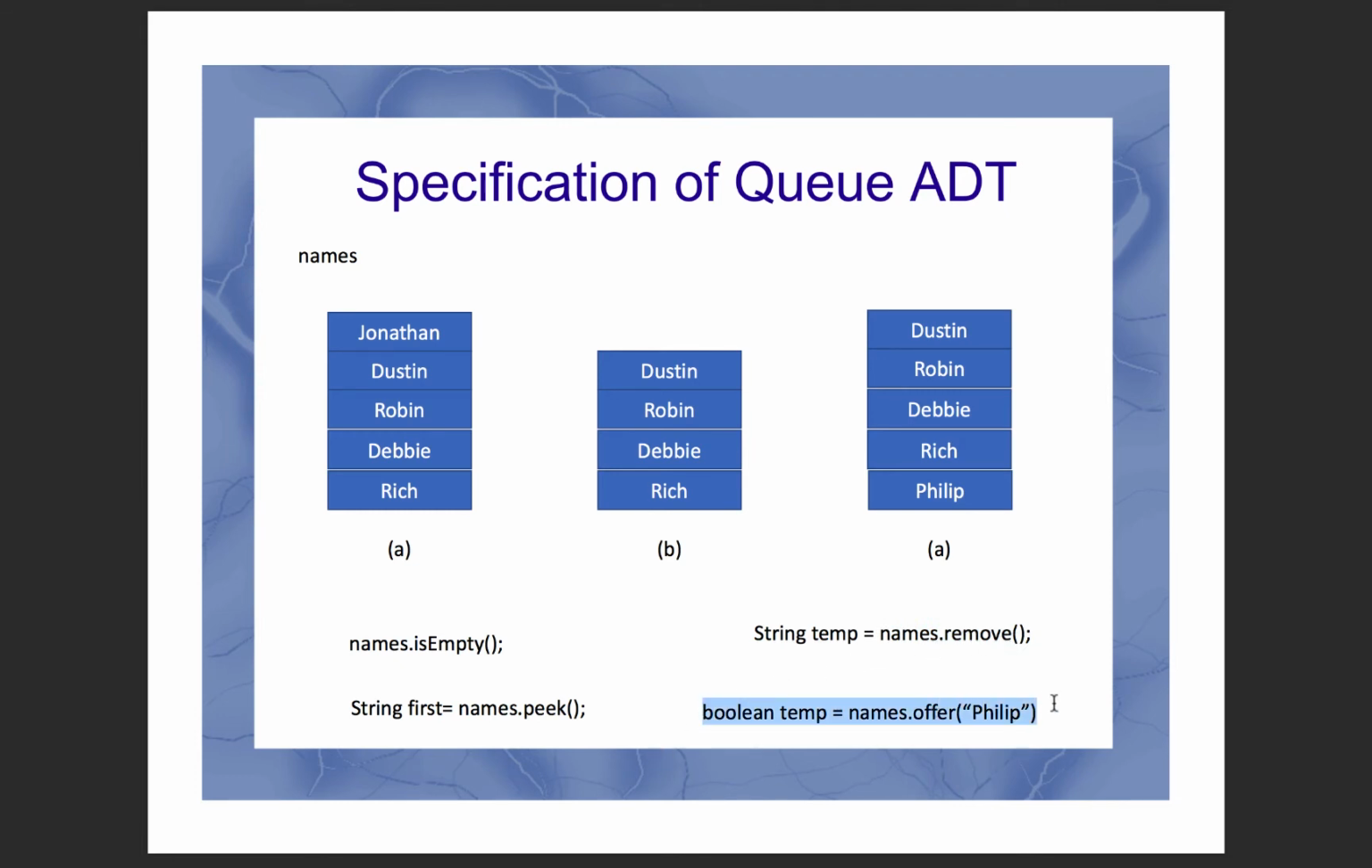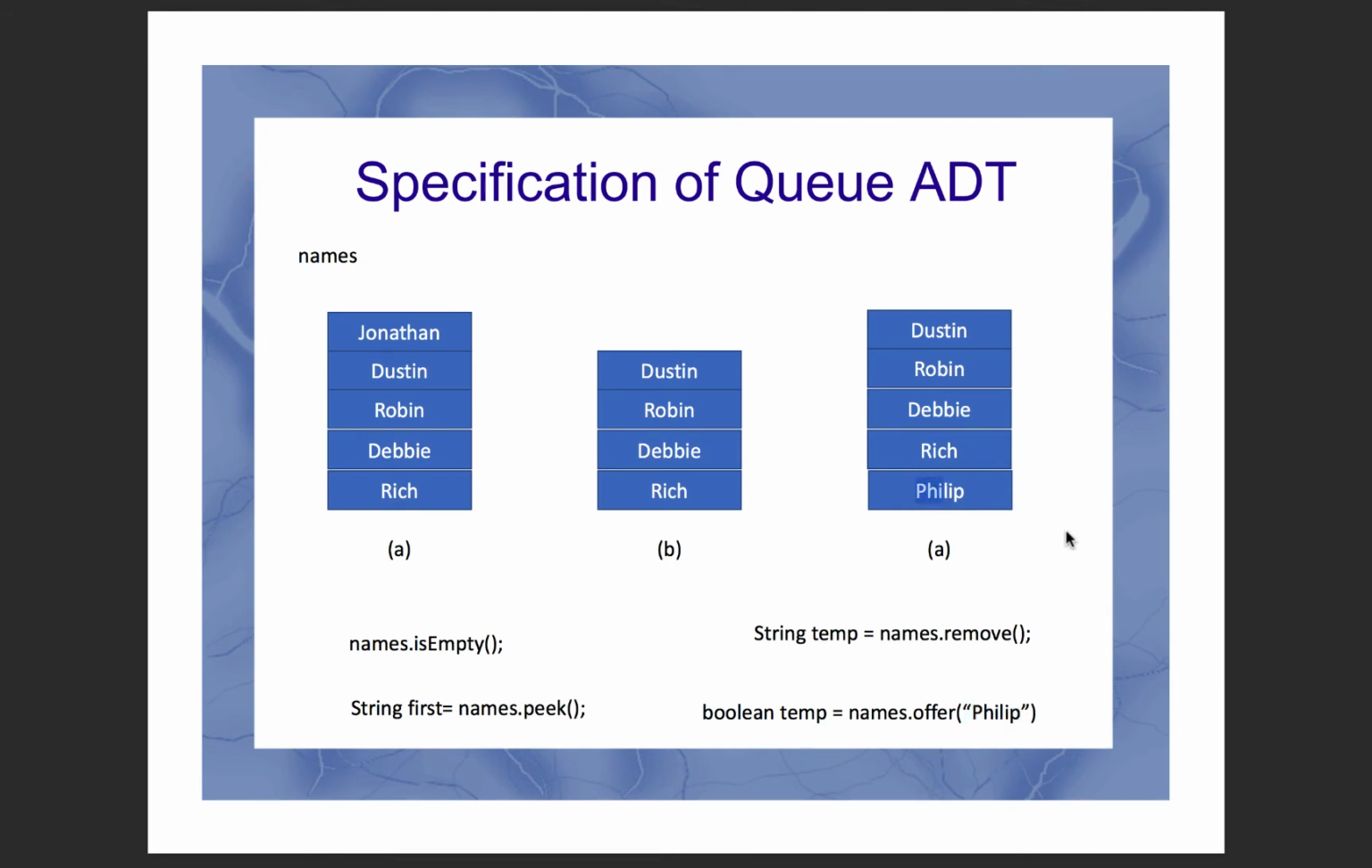Now the last method, names.offer. The offer method basically inserts something at the back of the queue. So Phillips is the string that you want to insert into the queue, and we know that the back element is Rich. If you want to insert something, you have to insert it after Rich. So you can see our new queue after inserting: Dustin will be the front element, and Phillips will be the last element that was just added. It was added after Rich, that's why it's added there.